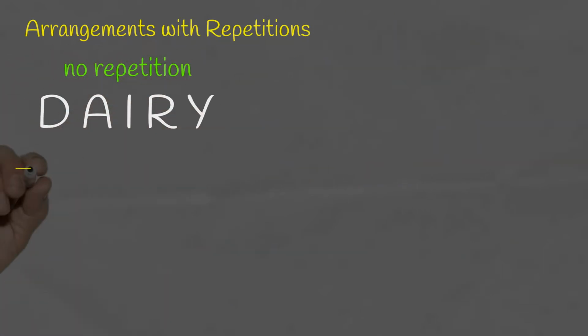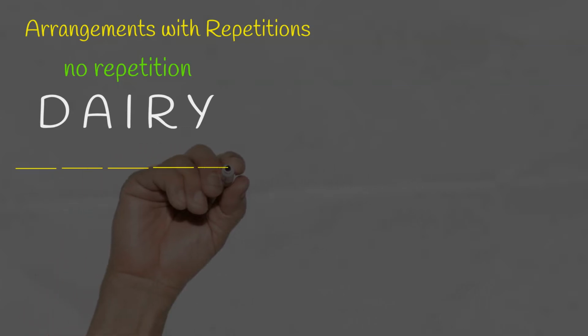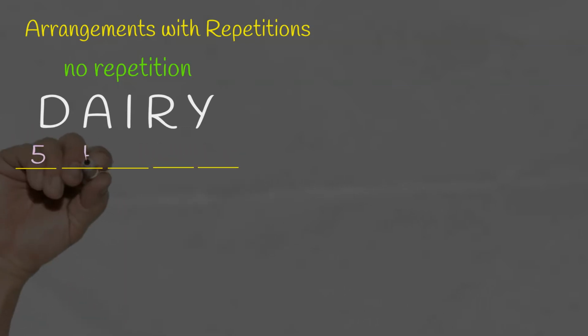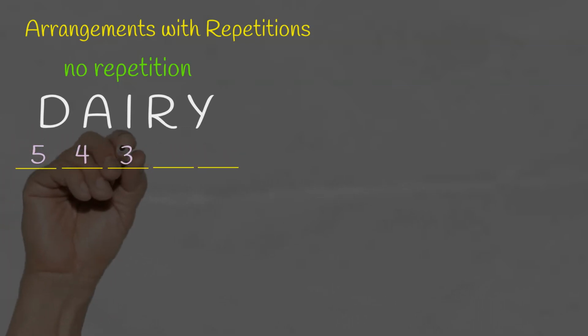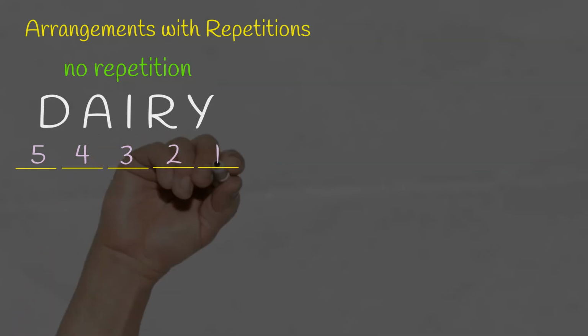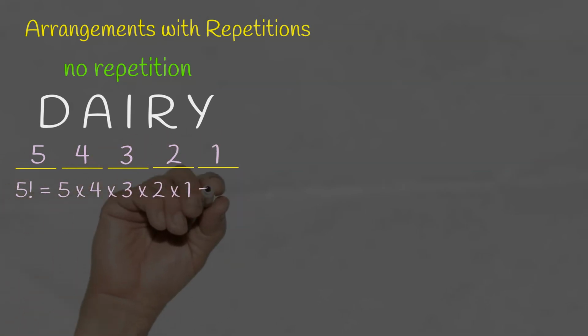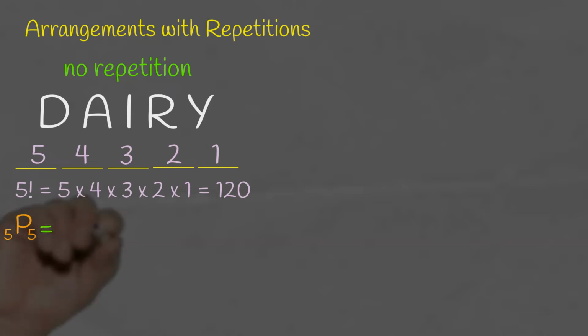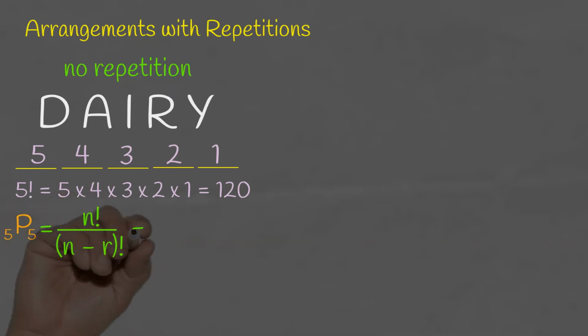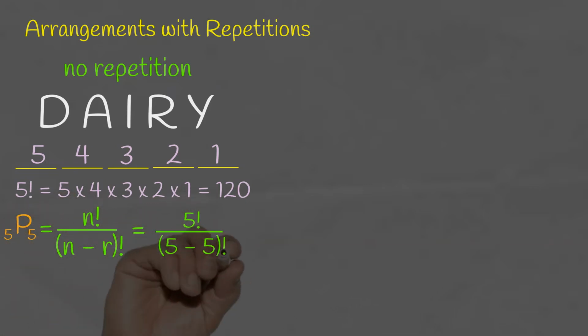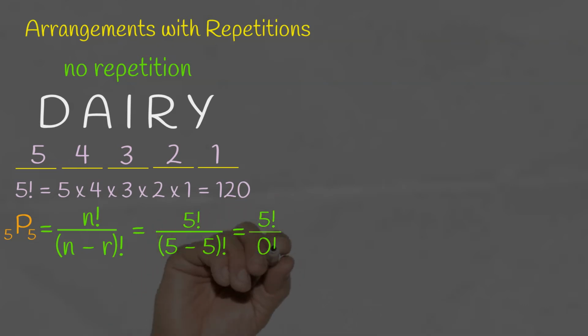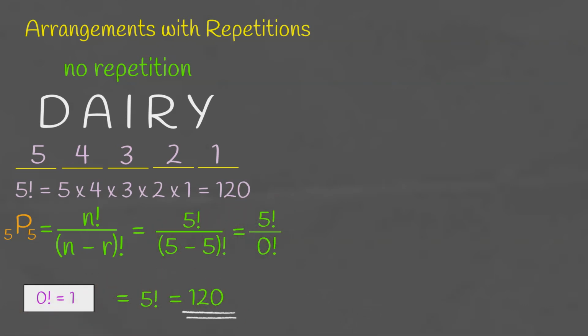Next, we're going to go on to arrangements with repetitions. So first we'll show one without any repetition, dairy. There are no letters that are repeated. And if we want to rearrange the letters, there are 5 ways to choose the first letter, 4 for the second, etc. So the answer is 5 factorial, which is 120. And I've also shown that you'd get the same answer if you use the formula.